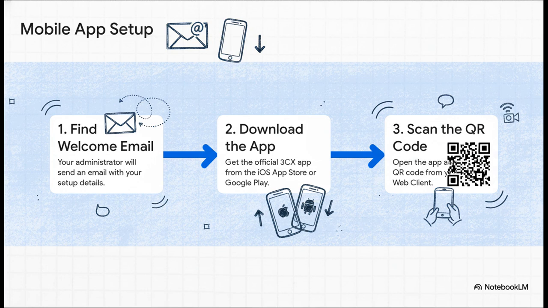Getting this set up on your phone is unbelievably easy. You'll get a welcome email from your system admin. Step 1, go to your App Store and download the 3CX app. Step 2, open the app, point your camera at the QR code that's in your email or in your web client, and that's it. It sets itself up automatically. It's a one-time thing, takes maybe 30 seconds.